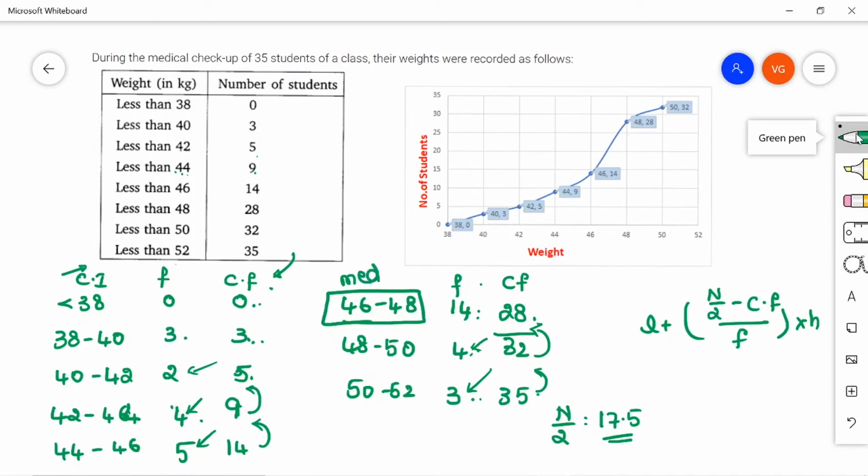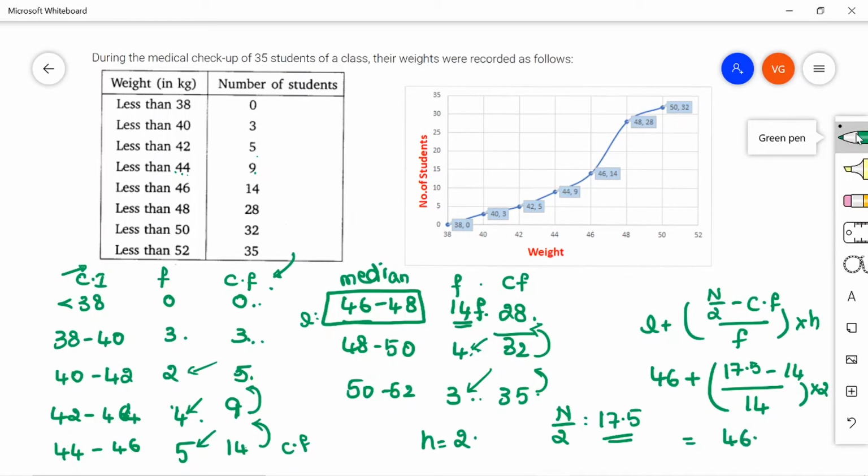So 46 to 48 is the median class, and this is your frequency F, and the cumulative frequency is again the cumulative frequency of the class just above the median class. So height will be 48 minus 46, 2. Lower limit is 46. So substitute 46 plus n by 2 is 17.5 minus cumulative frequency here is 14 divided by again frequency is 14 multiplied by 2. So if we solve this, we will get it around 46.5.